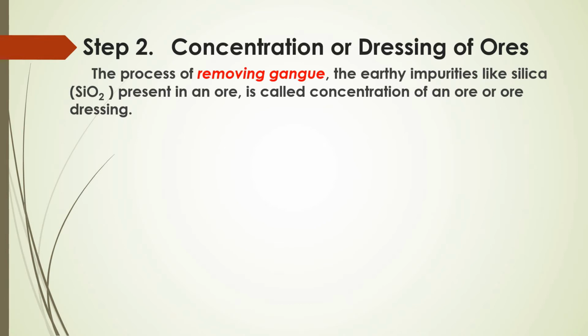Now the process of removing impurities, which are called gangue, the earthy impurities like silica present in an ore, is called concentration of an ore or ore dressing. So if we remove the gangue or the impurity, then the ore left will be called concentrated ore. After doing concentration, the purified ore which we get is known as concentrated ore.